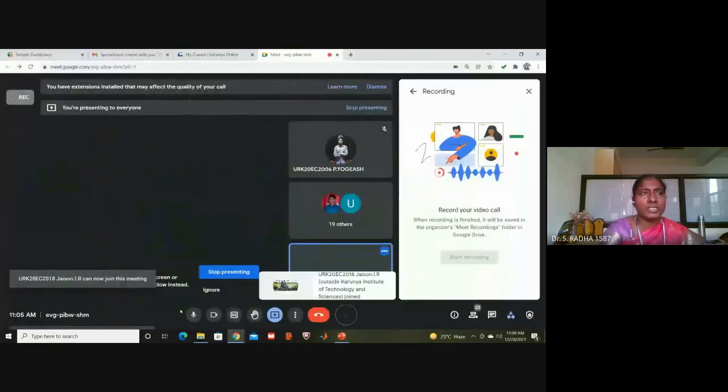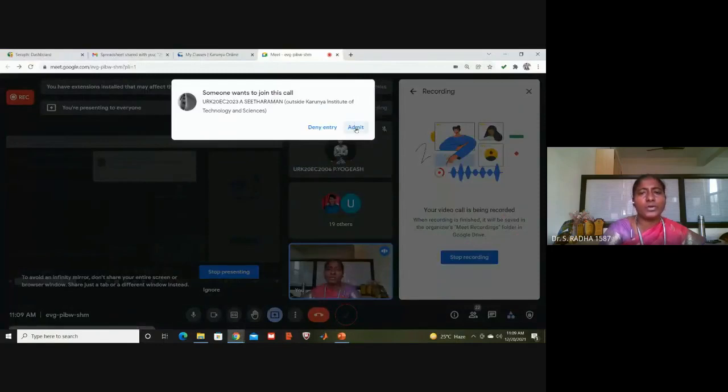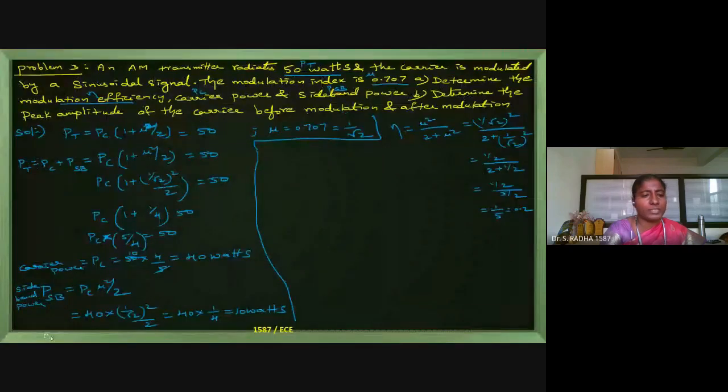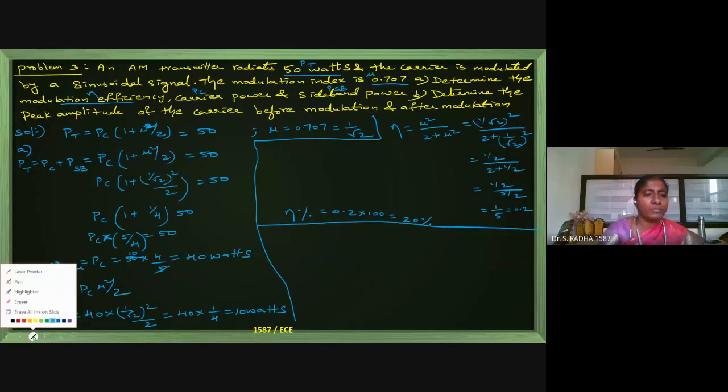If we want it in percentage, we multiply by 100. 0.2 into 100 becomes 20%. So the Part A solution is completed. Now I am going to the Part B solution: determine the peak amplitude of the carrier before modulation and after modulation.